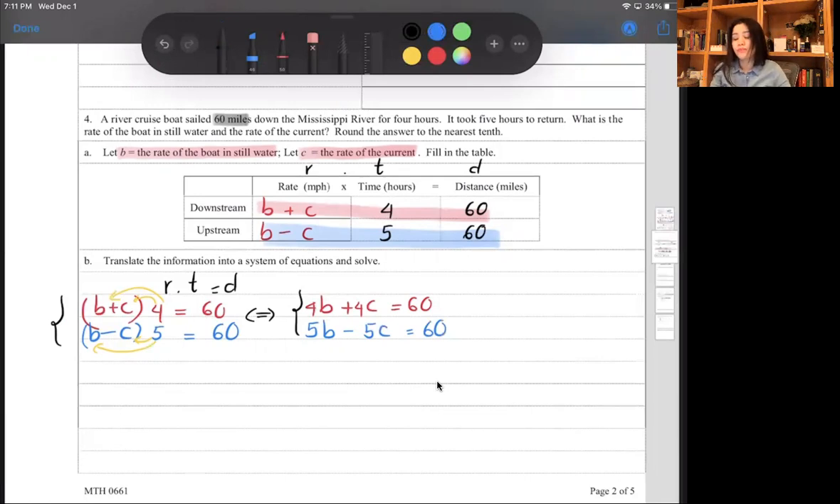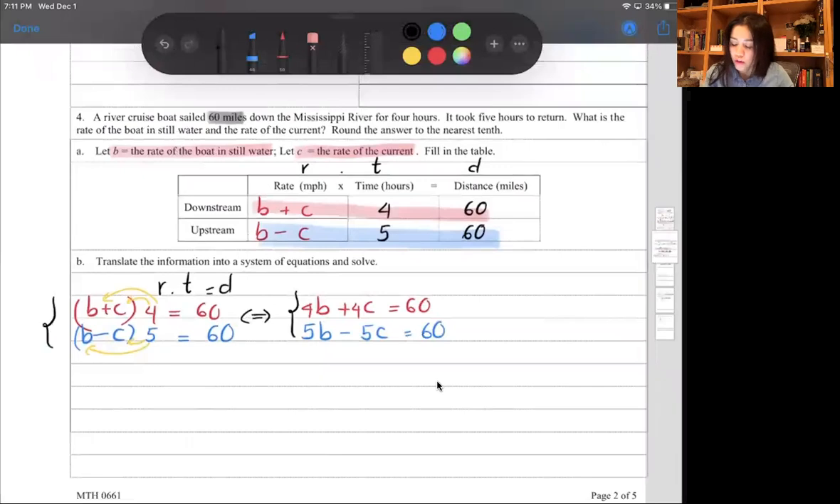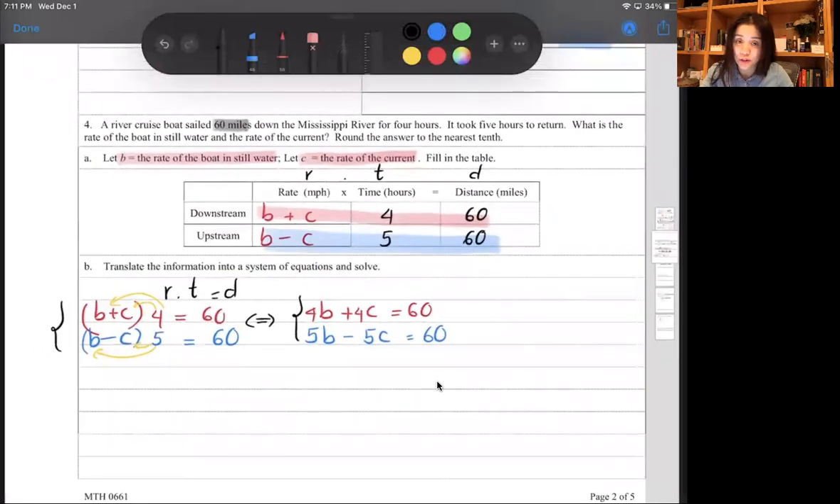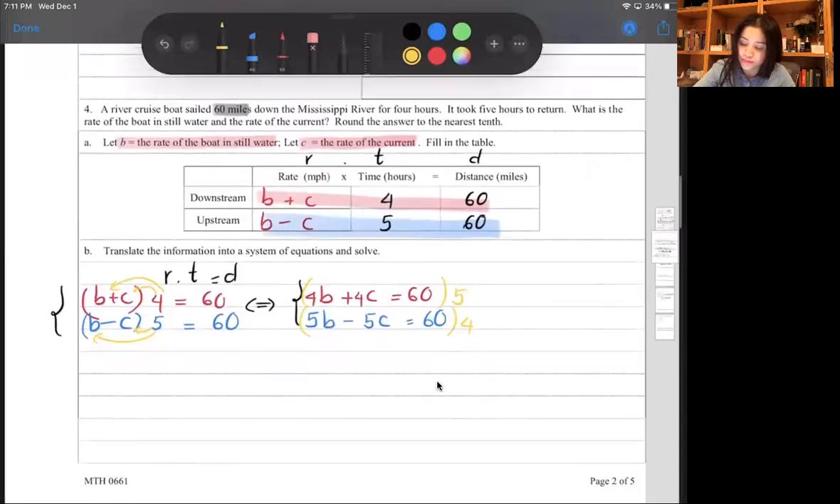I'm going to use elimination, okay, and I'm going to eliminate variable C. So I have 4 on the top, -5 on the bottom. LCD is 20, right? So on the top, all I have to do is multiply the top by 5, and multiply the bottom by 4, because I need 20 and -20. Now I have a new set of equations. The top one, if I multiply by 5, I have 20B plus 20C equals 300. And then the bottom I have 20B minus 20C equals 240.